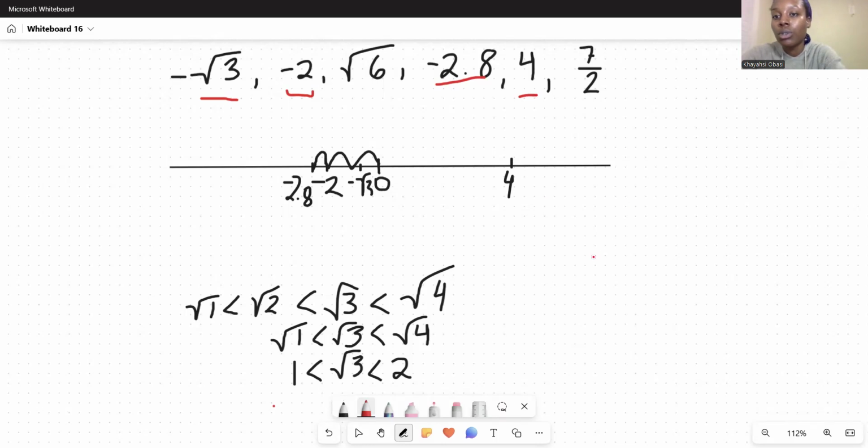And 7/2 is how many times does 2 go into 7? It goes in one time, a second time, a third time, and you're left with half of 2. 1 is half of 2. So you're left with 3.5, which is less than 4. So we took care of that.